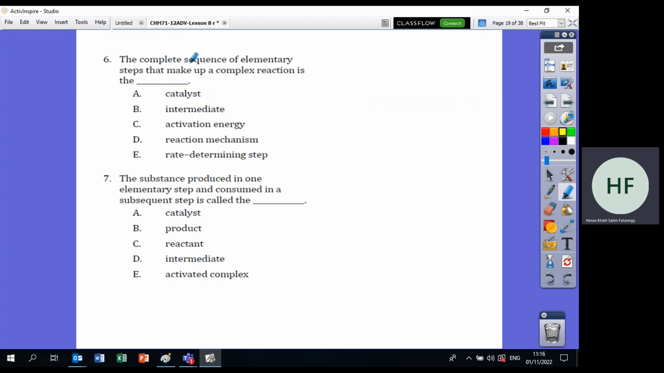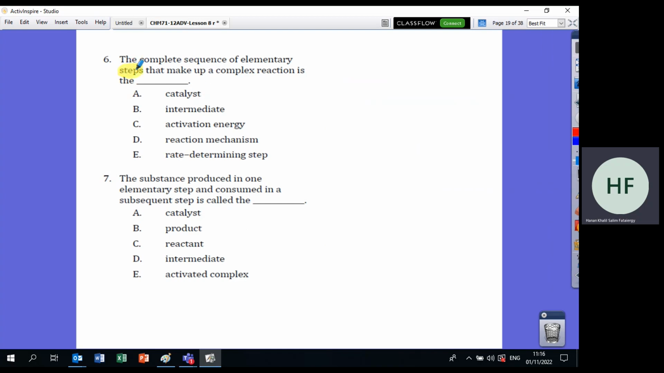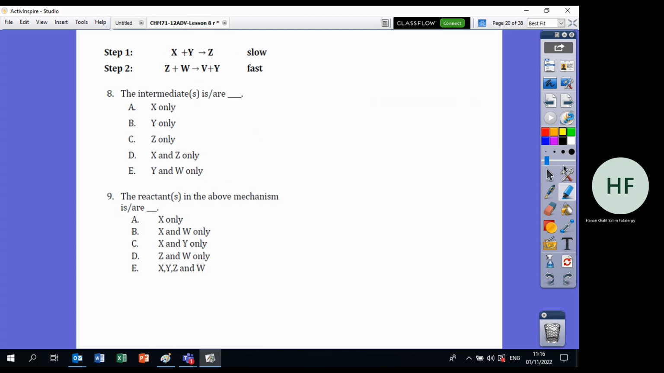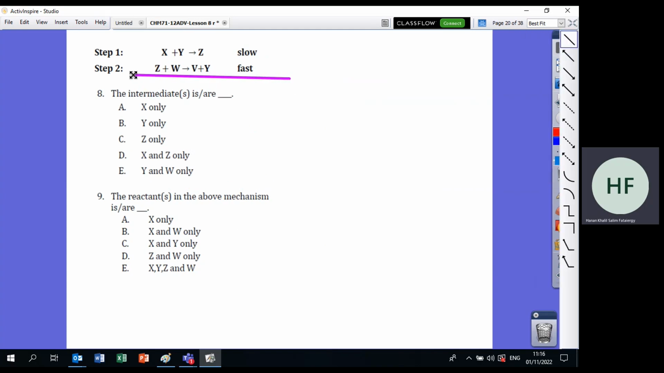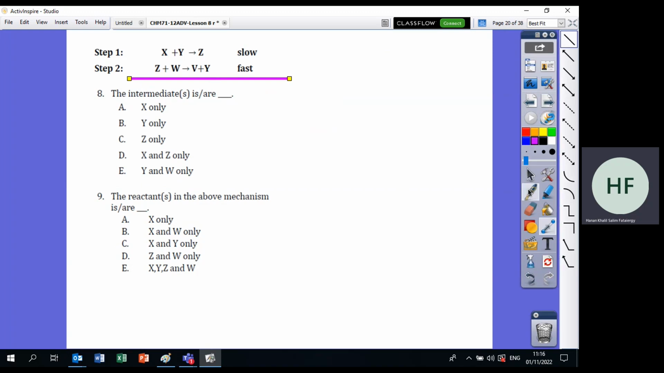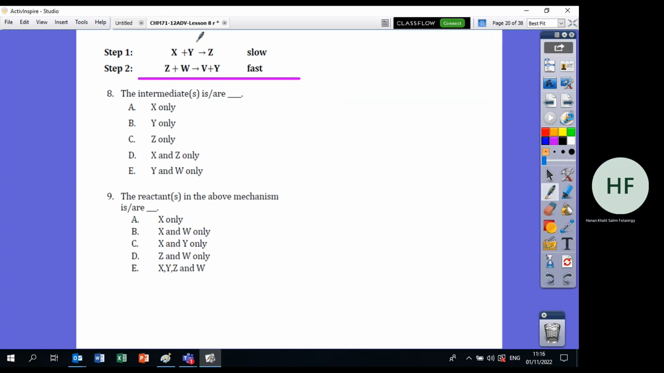Okay, now the complete sequence of elementary steps. When I say the word steps, this means it is the mechanism. Okay, a substance produced in one step and consumed in another step, this is called intermediate. Okay, same thing. Pause the video, put a line, and try to answer the questions. Find the overall reaction.